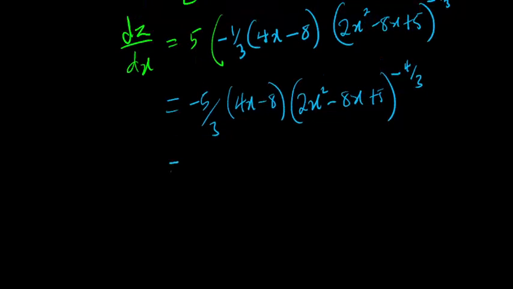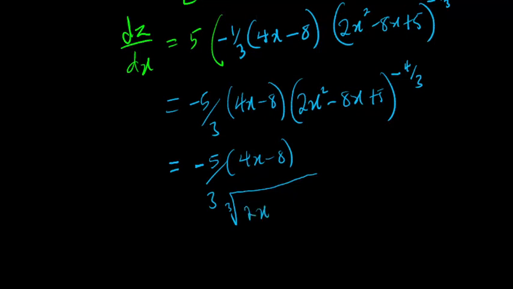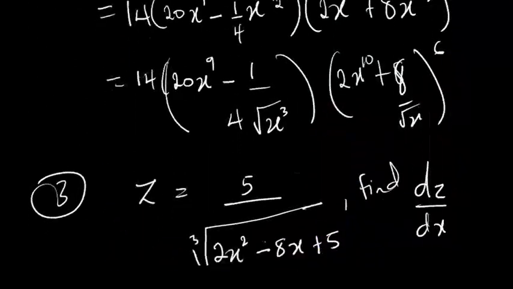So we have minus 5 over 3, 4x minus 8. This is the same thing as the cube root of 2x squared minus 8x plus 5, raised to power 4. That's very simple.